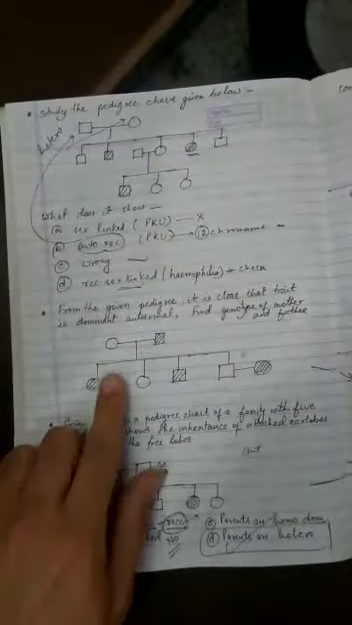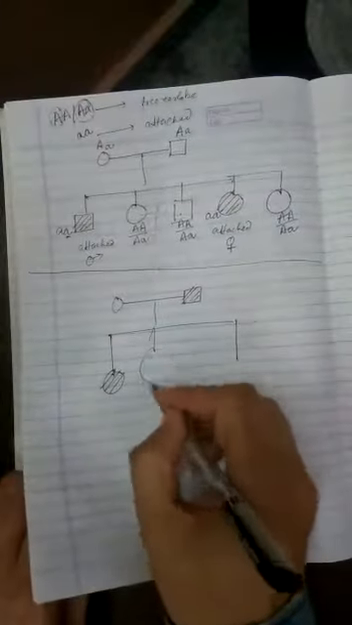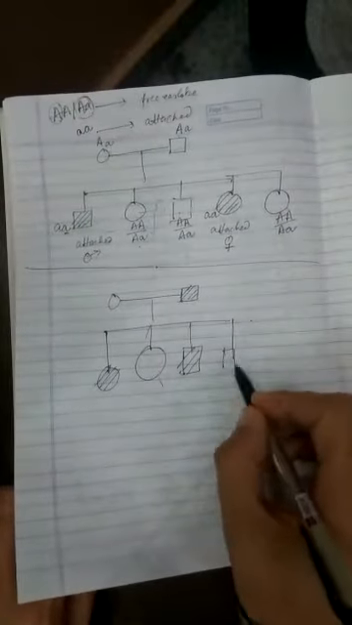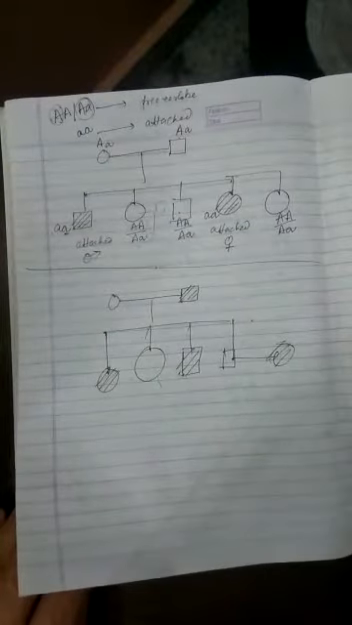So let's make this pedigree now. This is the mother, this is the father. Okay, the father shows the character. 1, 2, 3, 4. First child is a girl child and she has the character. Second is normal. Third is the male and has the character. Fourth is again male but normal. And then he got married to a disease or character showing female.